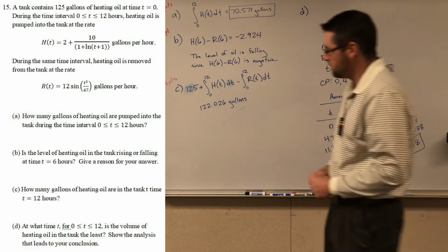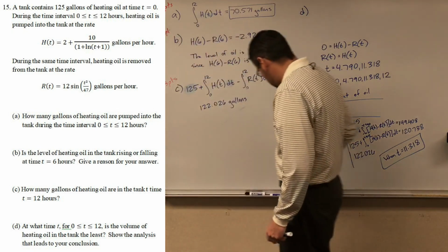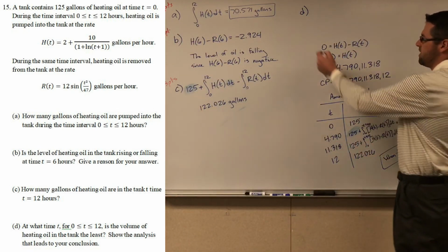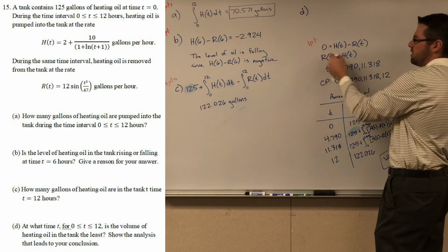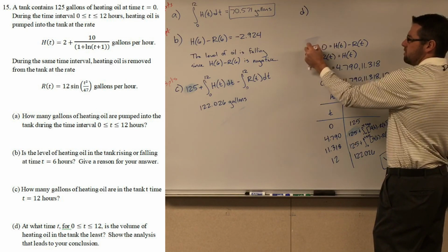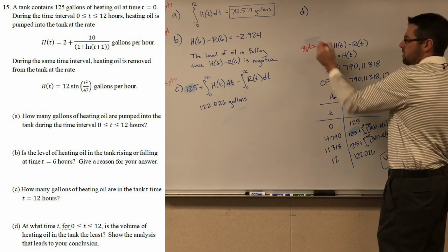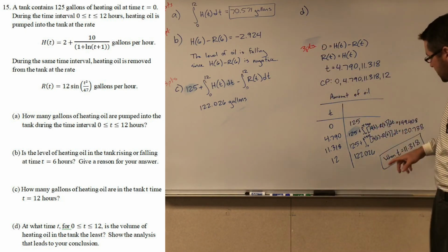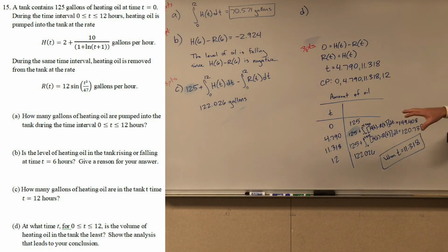All right, let's see how they graded this one. It's 3 points. So they set h of t minus r of t equal to 0. So you get 1 point for that. Or if you just said r of t equals h of t, they would have given you the point for that. So 1 point for the volume is the least at 11.318. And then 1 point for the analysis. So this is our analysis for the absolute minimum. If you strictly say it's because the rate changes from negative to positive, does that guarantee absolute minimum? No. It only guarantees relative. So you wouldn't have gotten the point for the analysis if that's your justification. You guys okay with this?